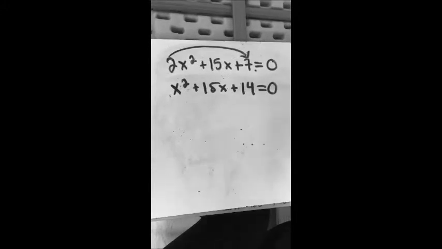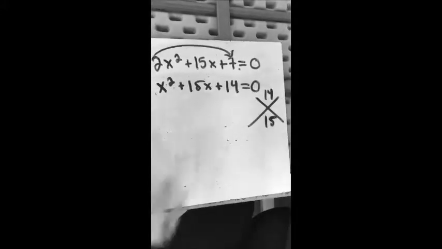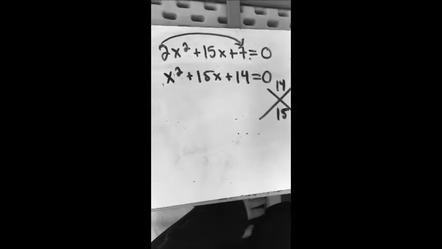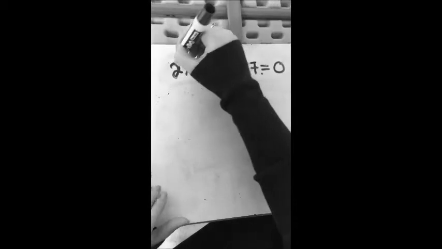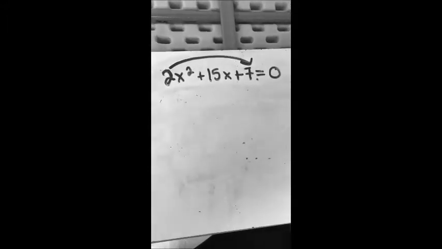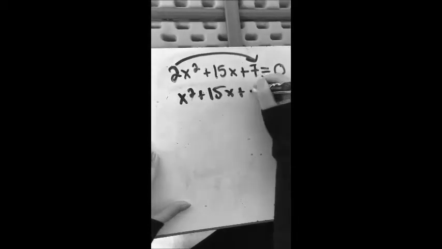After that, we use the x puzzle to find the two multiples. Okay, so in this case, the 14 will go on top and the 15 will go at the bottom. For this example, we had to multiply the 2 times the 7 since a is greater than 1. The reason for this is because we need to leave the x squared alone. The equation will end as x squared plus 15x plus 14 equals 0.